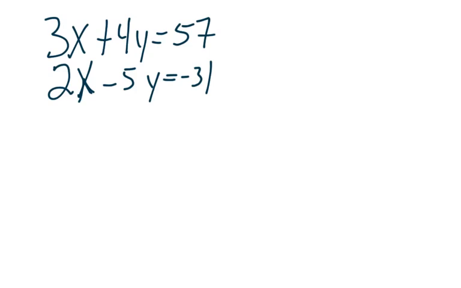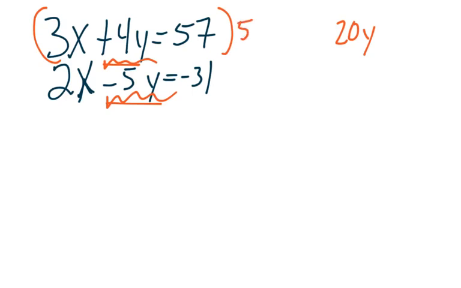And again, like with x, we can't just add or subtract the two equations because our y values are not the same. 4y and negative 5y are not multiples of each other, so we cannot just multiply the top or the bottom equation. So again, we think of the least common multiple. The least common multiple between 4 and 5 is 20. So we want to multiply the top equation by something so that we get 20y. If we multiply the top equation by 5, we will get 20y.